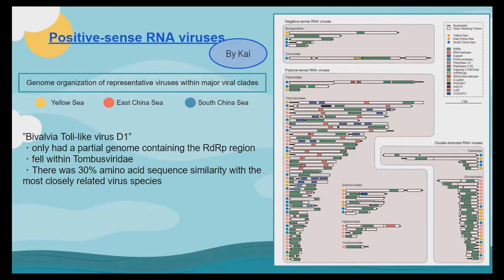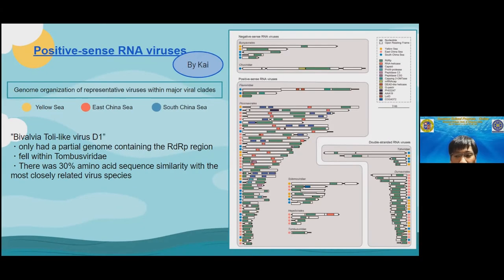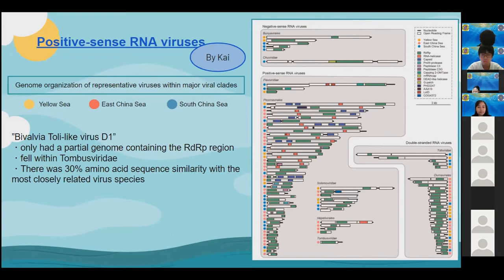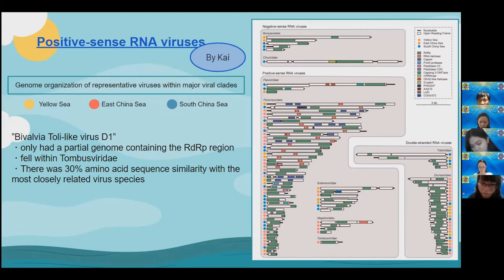One virus, Bivalvia tori-like virus D1, had only a partial genome, including the RdRp region, and belonged to the Tombusviridae. It also has 30% amino acid sequence similarity with the most closely related species. Both of these viruses are distantly related to viruses of Carmovirinae and Procedovirinae, suggesting that Bivalvia tori-like virus D1 is a Tombus-like virus. Thank you.